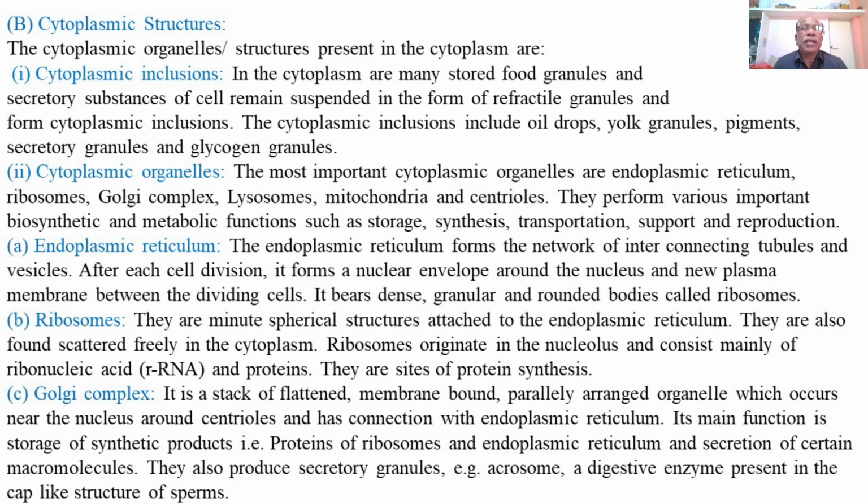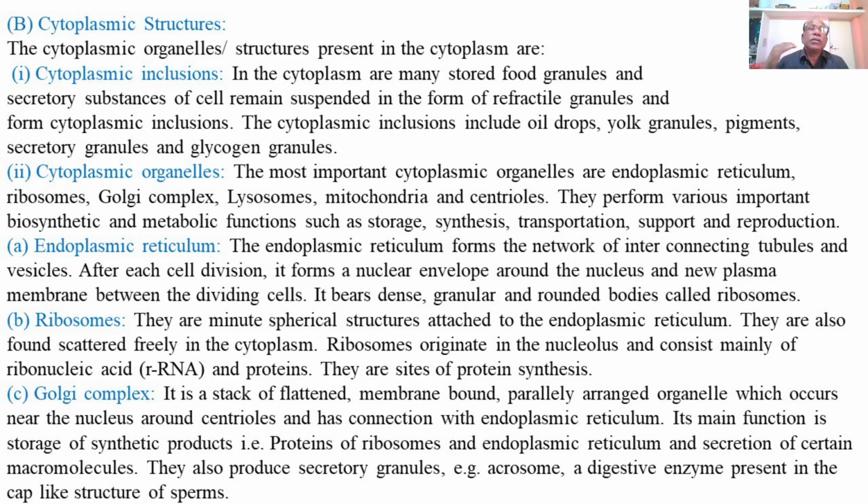Then secondly, cytoplasmic organelles. The most important cytoplasmic organelles are endoplasmic reticulum, ribosomes, Golgi complex, lysosomes, mitochondria, and centrioles. They perform various important biosynthetic and metabolic functions such as synthesis, storage, transportation, support, and reproduction.